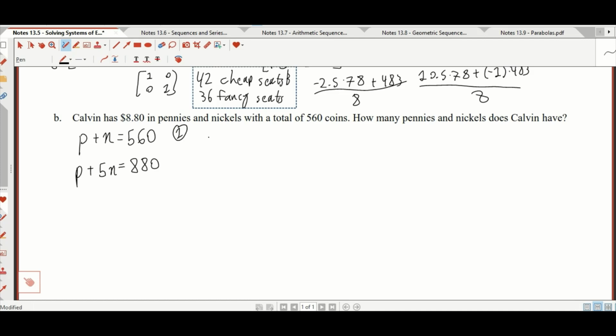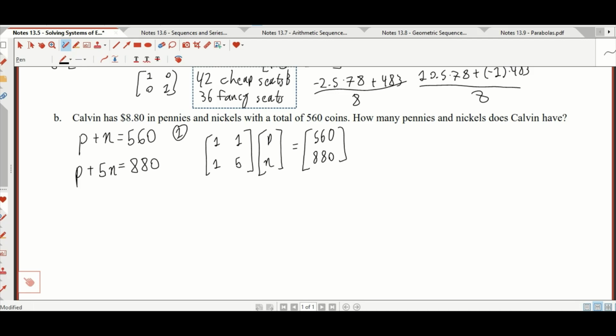Step 1, matrixize. [1, 1; 1, 5] times [pennies; nickels] is equal to your result, [560; 880].